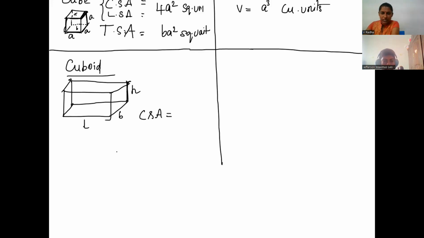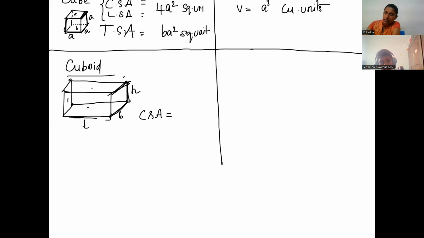CSA: the four faces. This is one, and this is the front view. This side and the back. This is length, and this is length. The front view is L and B, correct? Back side is also L and B. The side face, the right side, has base and height. One dimension is base, the other dimension is height.